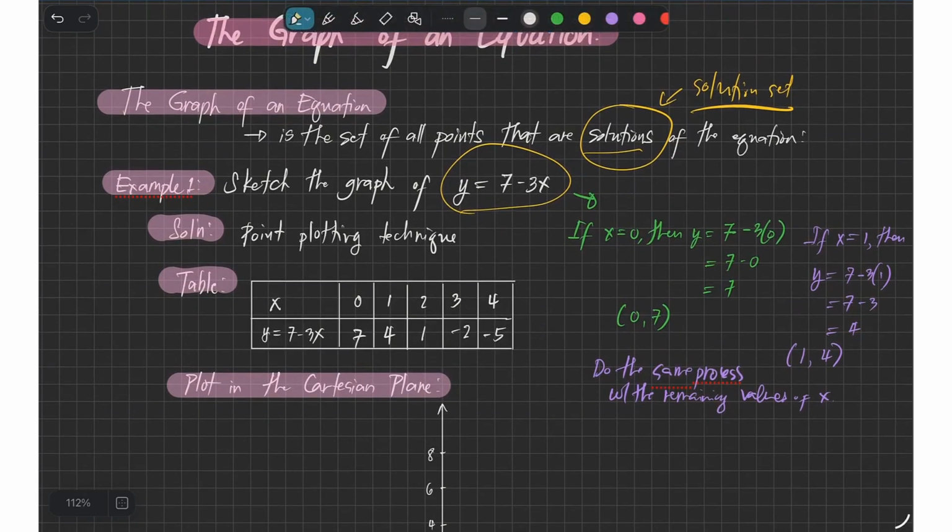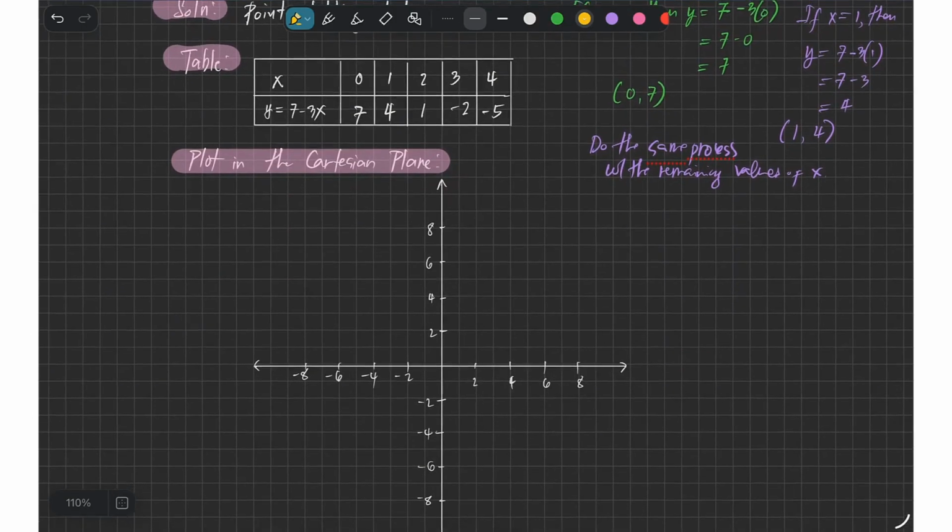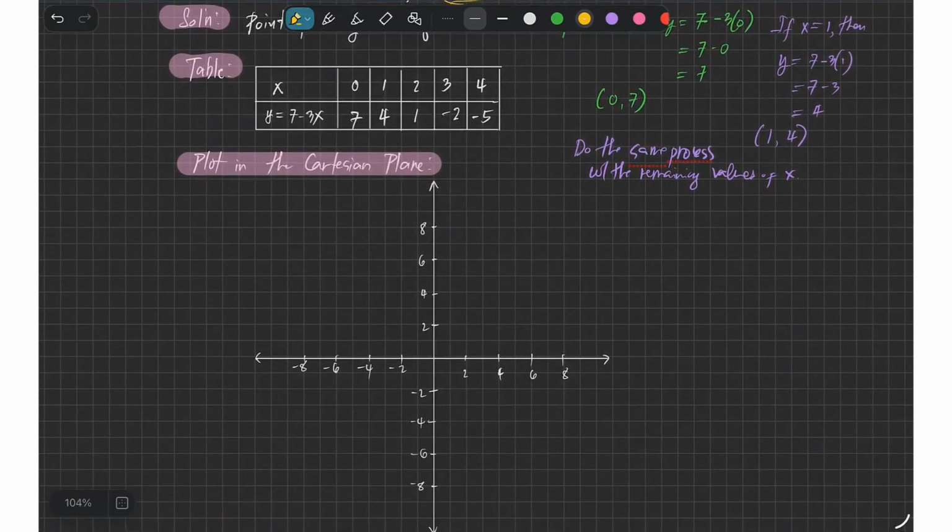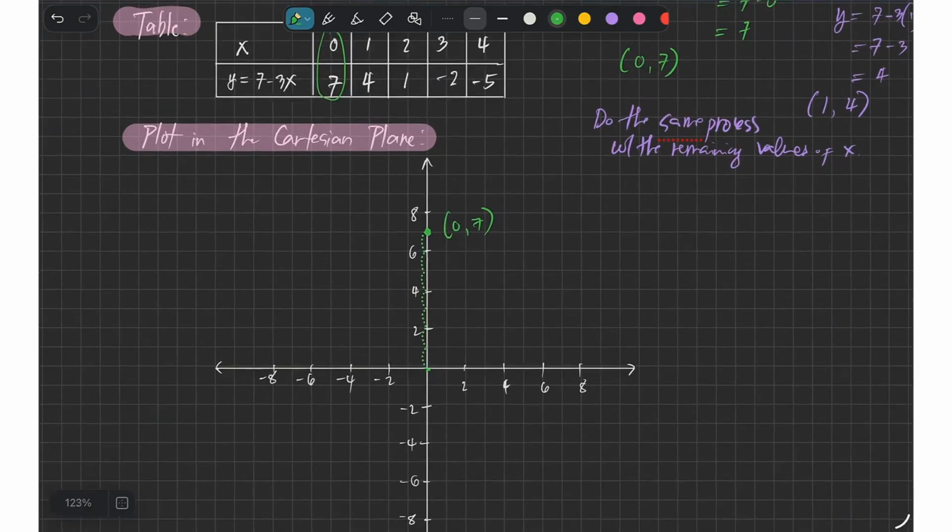Kasi ang sabi po dito, ang requirement po sa ating problem is sketch the graph. So, i-sketch natin sa Cartesian plane using the generated table of values na nanggaling po sa ginawa natin. Okay, so, i-sketch po natin itong 0 at saka 7. Saan po yun? Ang x po ay 0, so hindi tayo alis dito sa 0. Okay, however, mag-move tayo ng 7 sa y. 1, 2, 3, 4, 5, 6, 7. Okay, ito po yung ating first point. And this is 0, 7.